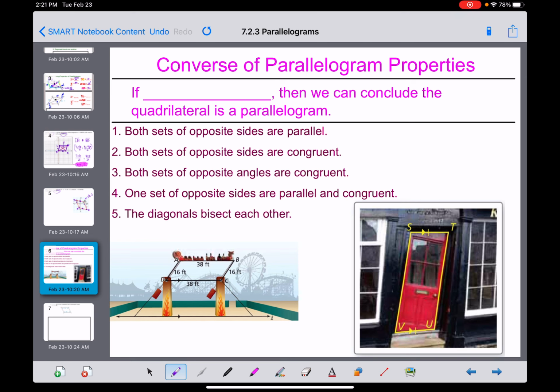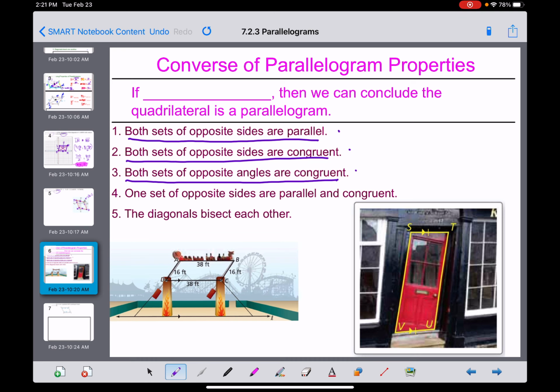The last part about parallelograms is that the converse of a parallelogram is also true. So if we say any of these 5 characteristics that I'm about to name, then we can draw the conclusion that it's not just a quadrilateral, it's a parallelogram. If we find both sets of opposite sides are parallel, then we can conclude it's a parallelogram. If both sets of opposite sides are congruent, we can conclude it's a parallelogram. If both sets of opposite angles are congruent, then we can conclude it's a parallelogram. These match exactly from our first set.